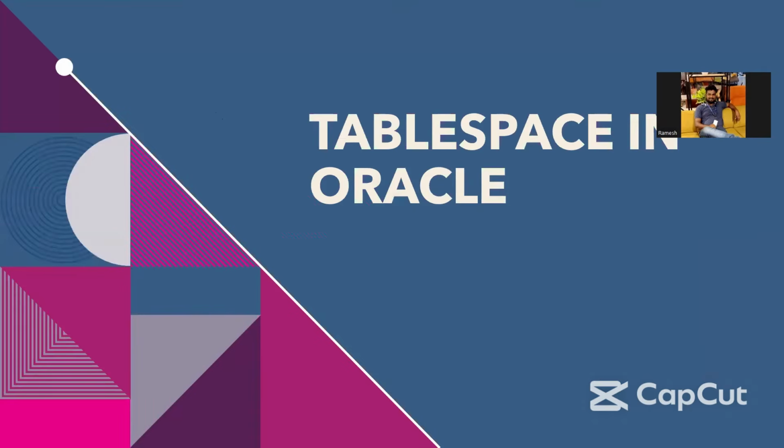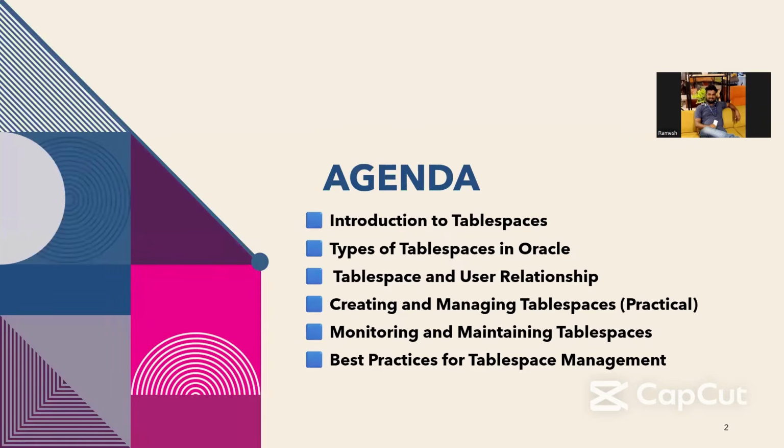Okay. So this is the intro slide. So this is our agenda. Today we are going to discuss the introduction to tablespaces, then types of tablespace in Oracle, and tablespace and user relationships. I mean to say how to assign tablespaces to users, because every user needs some space. For example, if users are creating some tables and inserting some data in the tables, we need some space, right? So we need to give the space to the users as a tablespace. I will clarify that in depth in the next slide.